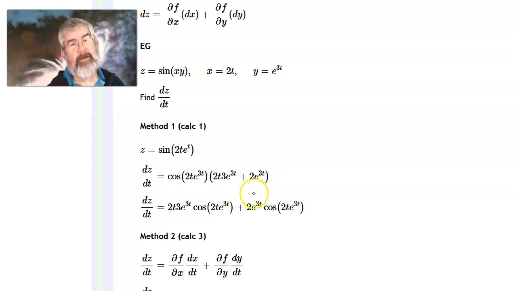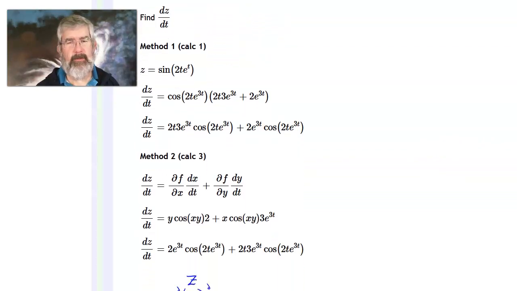Now, you could leave it like that, but just because I want to compare it to something later, I'm going to distribute this in to those two, and I end up with 2t. This right here, the 2t times 3e to the 3t, I'm just leaving it again because I want to show something later. You could combine the 2 and the 3 to be a 6, but anyway, 2t e to the 3t cosine of 2t e to the 3t plus 2 e to the 3t cosine of 2t e to the 3t. So that's how you might have done it in a Calc 1 class. But now, using the chain rule, I've got another way of doing it.